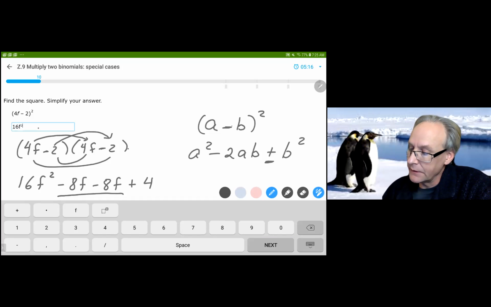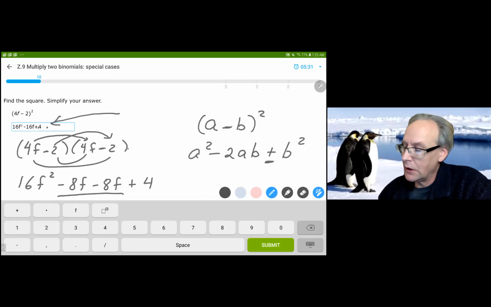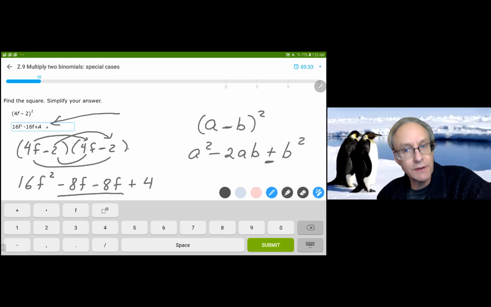16f squared minus 16f plus 4. And this has a name. This is called a perfect square trinomial.